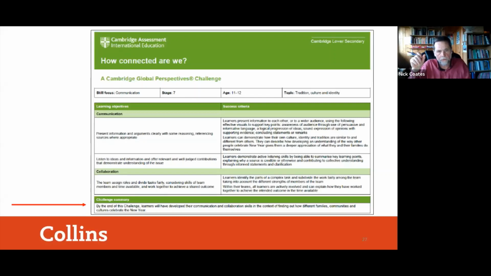This is just the first page of the challenge. We can't look at it all, but if you see at the top there, skills focus, communication, stage 7, ages 11 to 12. The topic is tradition, culture, and identity. We look down at the bottom, the summary, which tells us what the content is. By the end of this challenge, learners will have developed their communication and collaboration skills in the context of finding out how different families, communities, and cultures celebrate the new year.